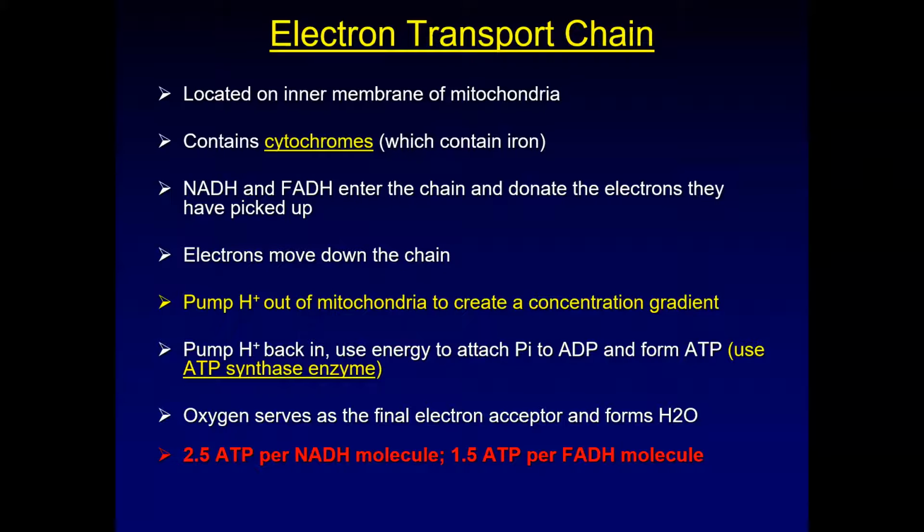Let's talk about the electron transport chain. They're located on the inner membrane of the mitochondria. They contain things we call cytochromes, which have iron in them. Iron is a +2 charge, and it is very, very attracted to electrons. It wants to grab your electrons and hold them for you. By having these cytochromes in this chain, there are several of them, and we're going to pass the electrons from one to the other.